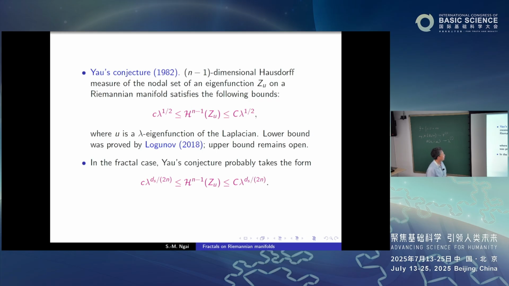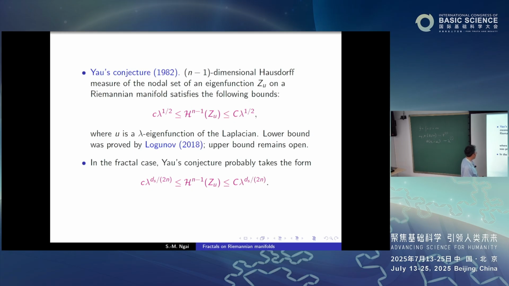I gave this talk in 2016, and Professor Yau asked me how the zeros of eigenfunctions behave. I didn't know. I only knew the one-dimensional case at the time. And then he told me about this conjecture, and also Logunov was visiting him and gave a couple of talks. So I became interested in this problem.